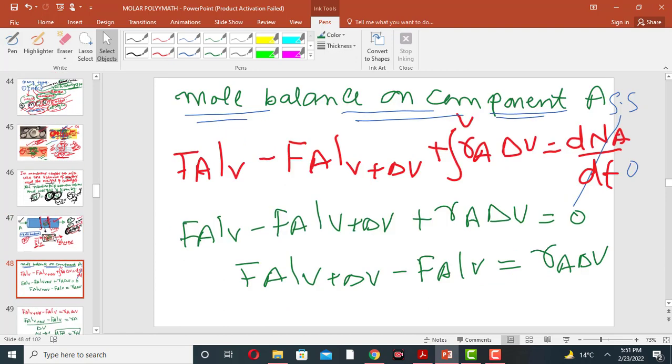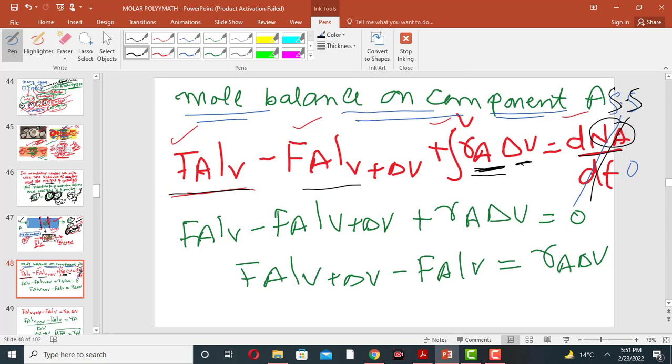So again, write the mole balance. The mole balance is input minus output plus generation equals accumulation. The inlet of component A is Fa. Minus the output, plus generation, the rate of reaction of component A times the small volume delta V, equals the change in moles of component A with the passage of time. At steady state, component A does not change with time, so this term will be 0. So input minus output plus generation is equal to 0.